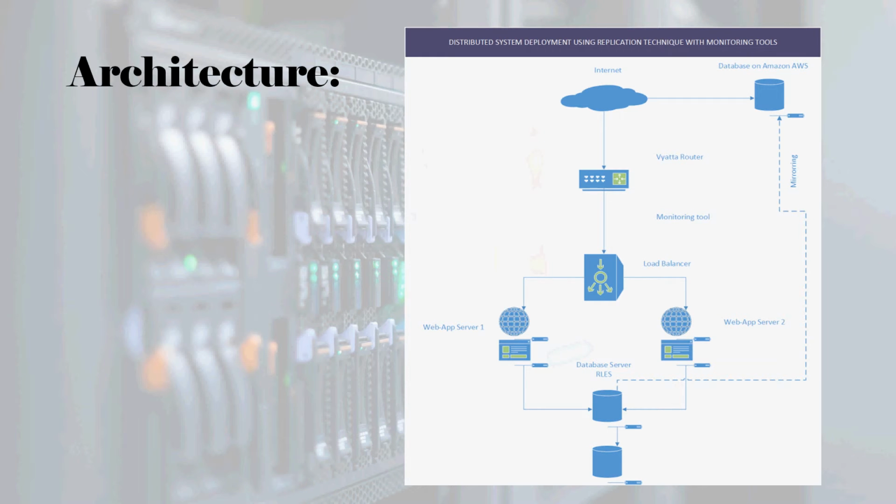So this is our architecture. In our architecture we used a Vyatta router to create the private network for our project. Then we used a CentOS which will act as a load balancer. We used two CentOS machines which will act as web application servers, and then one CentOS which will act as a DB server. We also created one CentOS which will act as a backup DB server, which is our local replication server DB. And then we are using one EC2 instance from AWS as our backup, where we will deploy the MySQL dump.